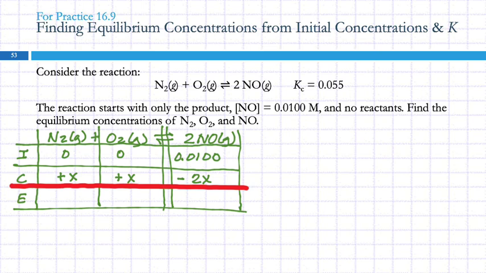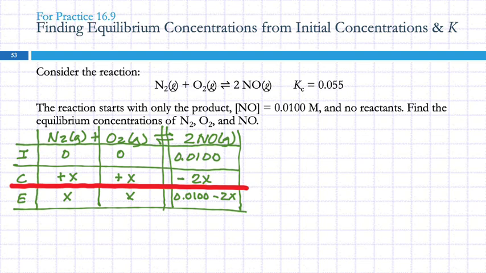So now we're going to add I and C to get E. So this ends up being X, and this is X, and this is 0.0100 minus 2x. Do not try to do the ICE table in your head. Just don't. For the real simple ones, you can do it. But we need to learn how to do the ICE table, because I guarantee you I'm going to give you questions on the exam where I can't do it in my head, right? You have to write it down. So now's the time to practice writing it down.